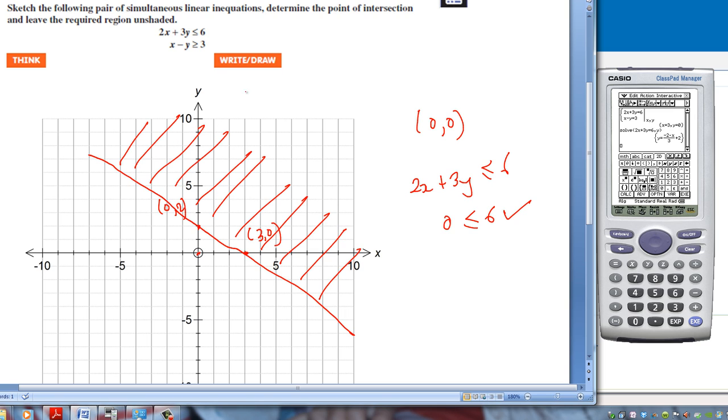I'm not quite finished yet because this is a pair of simultaneous linear inequations, so I need to get a second line. So x take away y greater than or equal to 3. I'm going to put that also into y equals mx plus c form and find the y-intercept of that. Action, advanced, and solve. x take y equals 3 comma y. It tells me that the y-intercept is going to be at negative 3. So I mark that in. That's here, negative 3. Let's put our coordinate point in. So that is 0 comma negative 3.